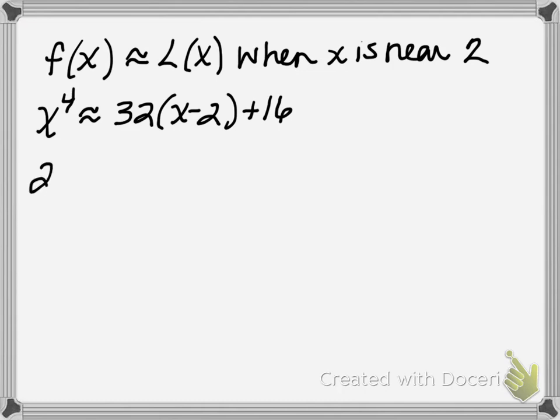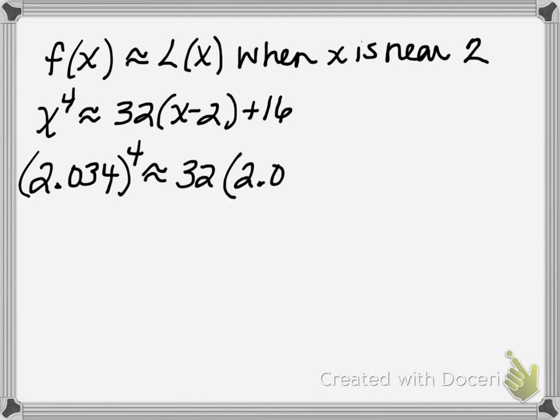So this means that 2.034 raised to the fourth power can get estimated by computing 32 times 2.034 minus 2 plus 16. So this you can go ahead and put in your calculator.